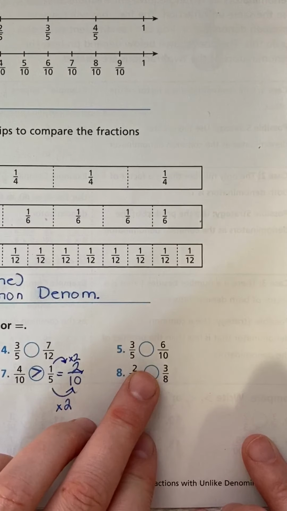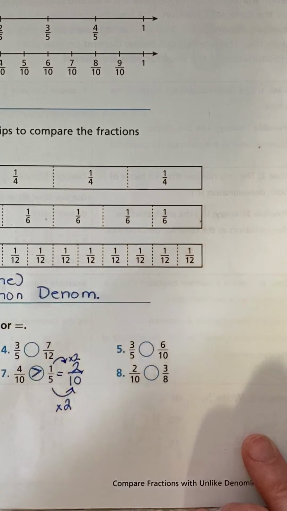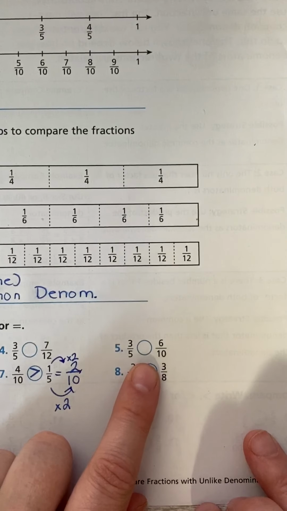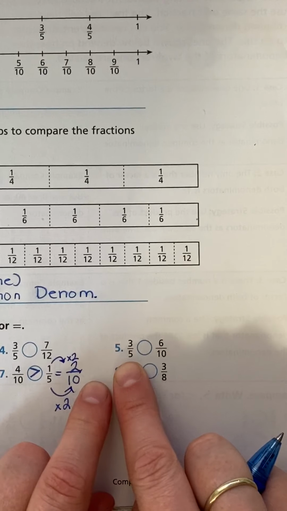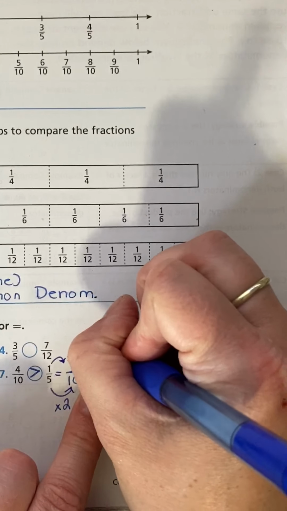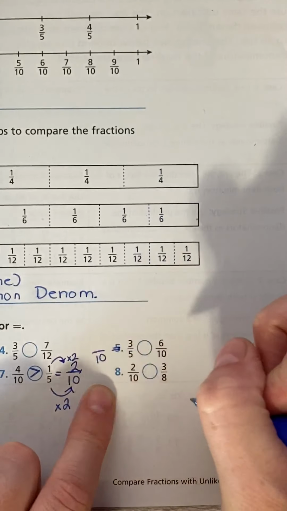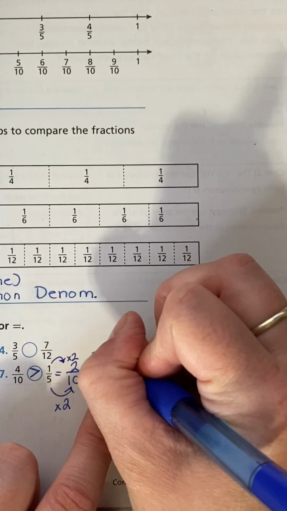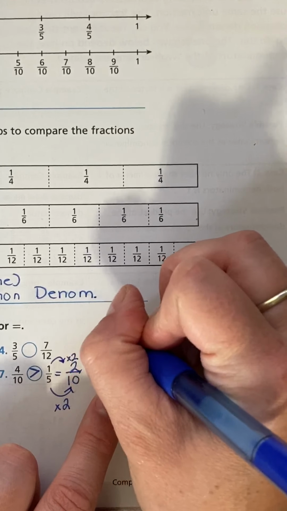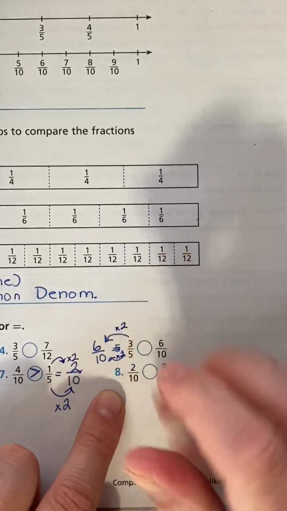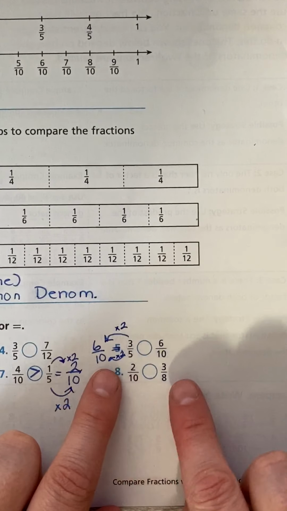Okay, and you'll learn eventually. You'll be able to look at them and tell. Okay, but for this one, same thing. I always ask myself, can I turn the smaller one into the larger one? And I can, because 5ths can be turned into 10ths. I do that by multiplying by 2, so do the same to the top, and 3/5 is equal to 6/10.